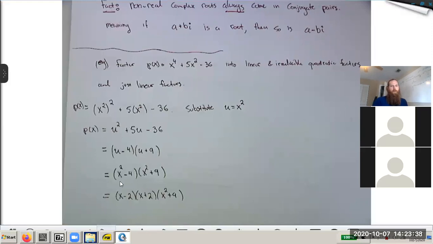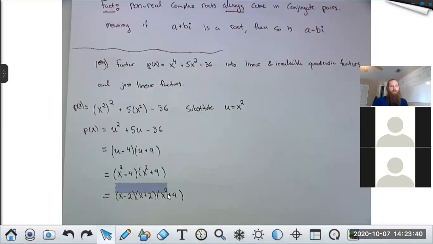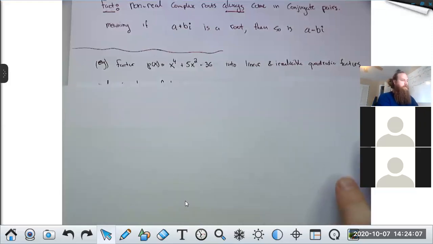Here I have broken p of x down as far as I can just using real numbers. To go any further, I would have to use complex numbers. Why can't you do the same thing to x squared plus 9? Because x squared plus 9 is irreducible. So difference of squares, we have a formula for the difference of squares. But a sum of squares, no such formula exists. So let me come to the side here and answer that question.